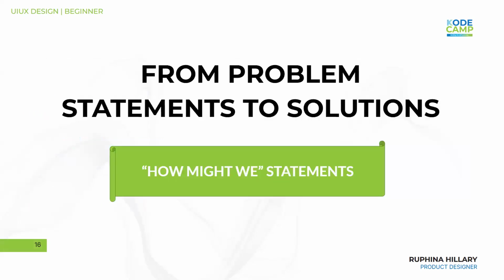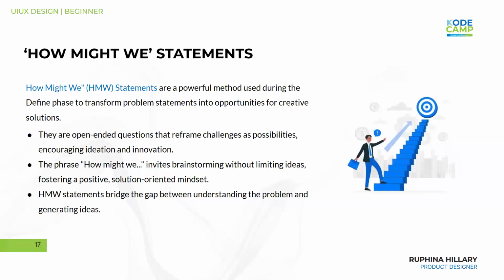So now that I've gone full circle on crafting a problem statement, we want to usher ourselves into ideation. So how do we go from problem statement to solution? There is this method in UI/UX, we call it the how might we statement. It's as simple as phrasing your problem statement, once you have it clear, concise and ready, as a question.